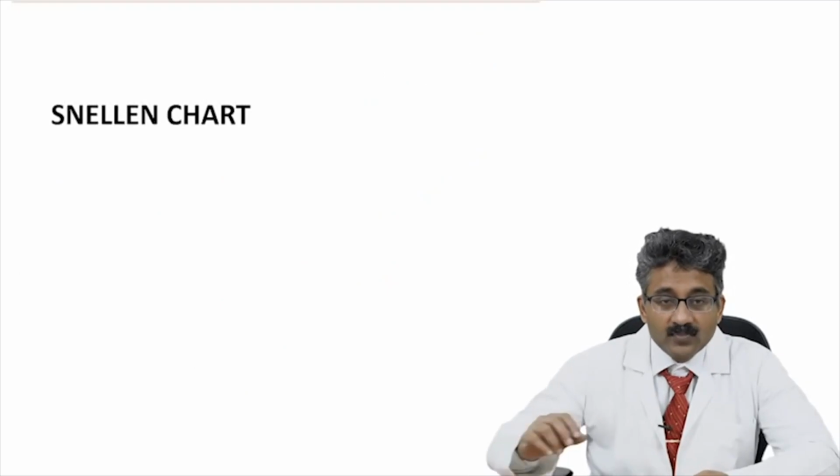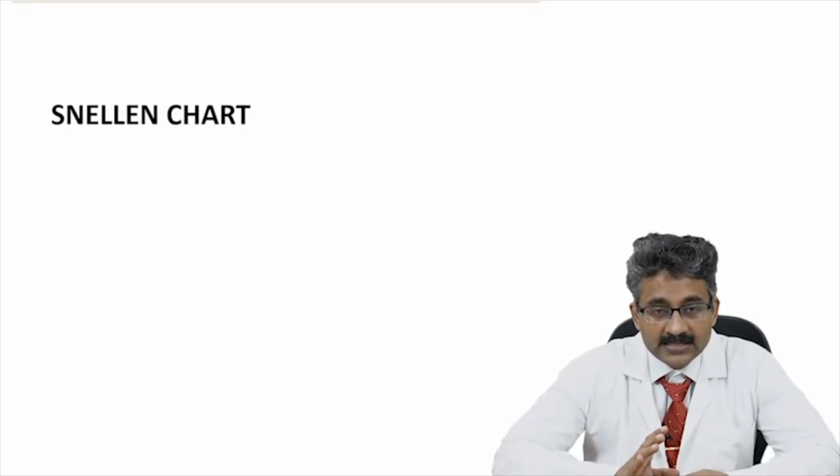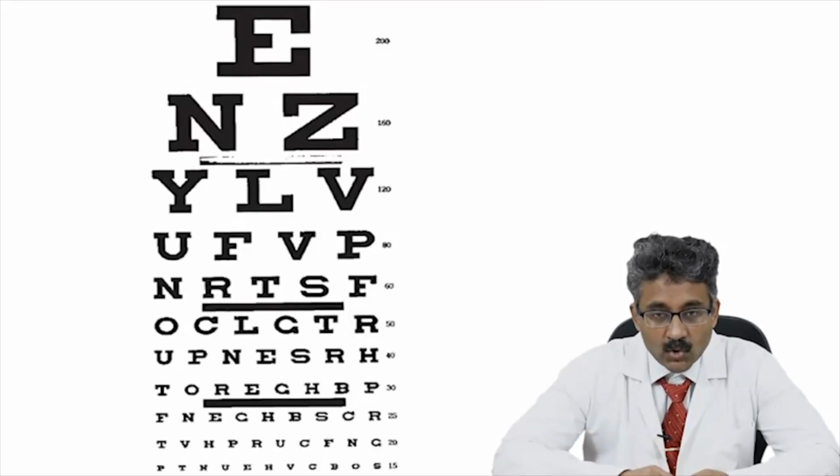Okay, students. So here the visual acuity will be assessed by Snellen's chart. The Snellen's chart looks like this. The visual acuity for distant vision is assessed by Snellen's chart. This is a Snellen's chart. The near vision is assessed by Jaeger's chart and color vision by Ishihara chart.